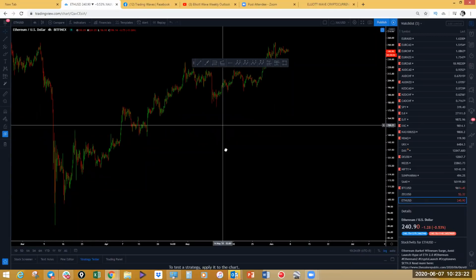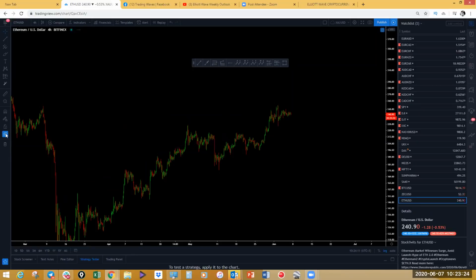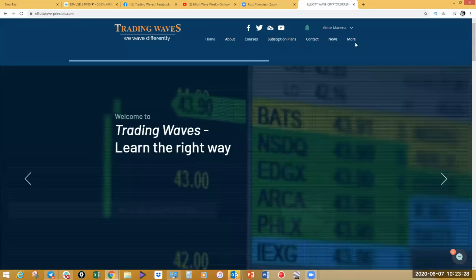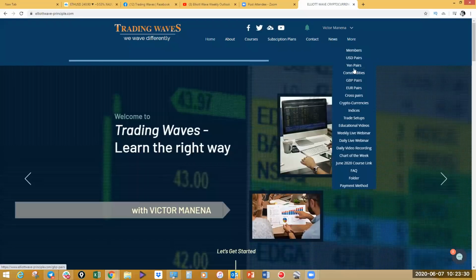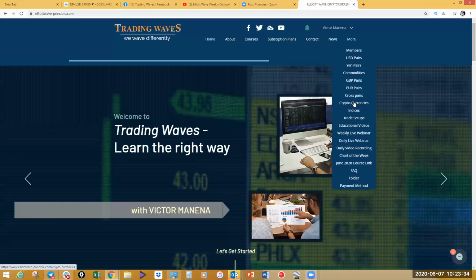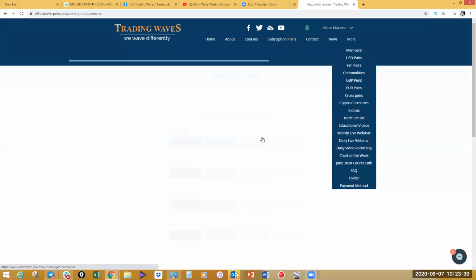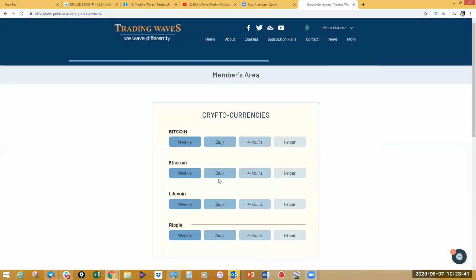Right, Ethereum. Let me go to, this is actually the 4 hours. So Ethereum, we focused on it. Let me go to the website and just show you how we focused on the cryptocurrencies. This is how the website works. So these are some of the things that you get on the website. You get all wave counts for 4 time frames: the weekly, daily, 4 hour and the 1 hour.